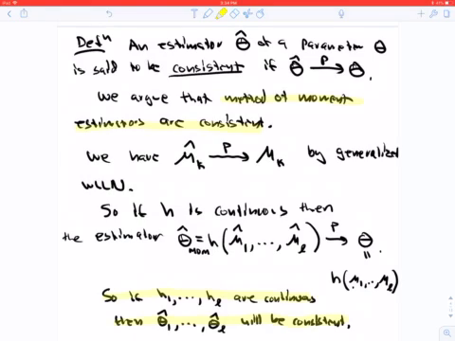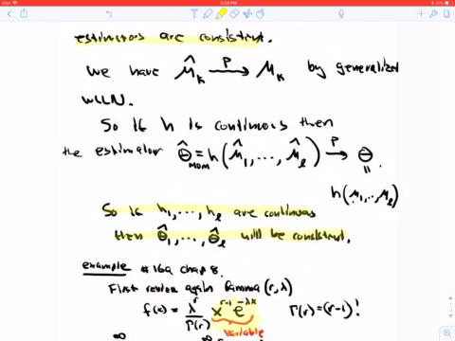consistent. An estimator theta hat of a parameter theta is said to be consistent if it converges in probability to theta. We argue that the method of moment estimators are consistent. Super easy proof. We just note that by the generalized weak law of large numbers our moment estimates converge in probability to our moments, and our MOM estimate consists of a continuous function of moment estimates, so that converges in probability to a continuous function of moments. And a continuous function of moments is, by construction, our parameter. So that does it for you folks.